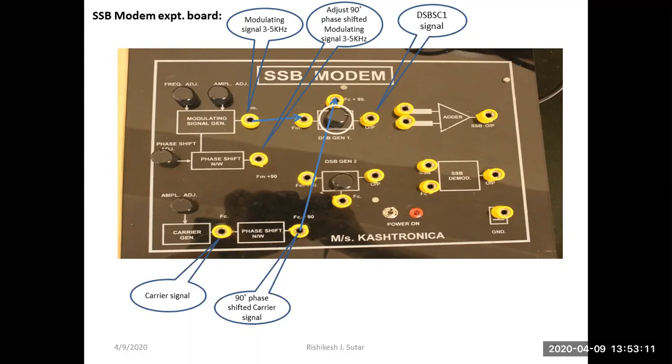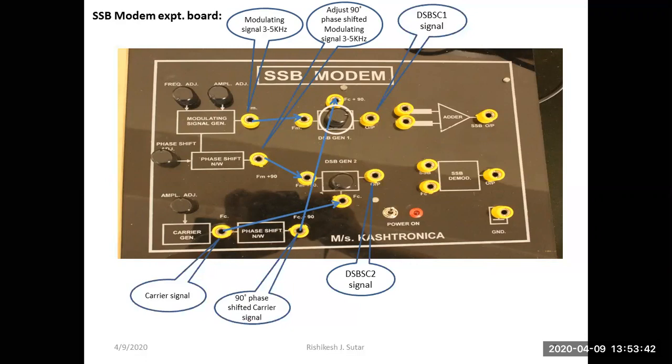Again, you can see there are two inputs to this DSBSC generation 2 section. So the first input is 90-degree phase shifted modulating signal, and the second input is the original carrier signal. Now, once I connect the 90-degree phase shifted modulating signal and carrier signal to the DSBSC generation 2 section, I can see the DSBSC 2 signal at the output of DSBSC generation 2 section. Again, I can see the DSBSC 2 signal with respect to modulating signal.